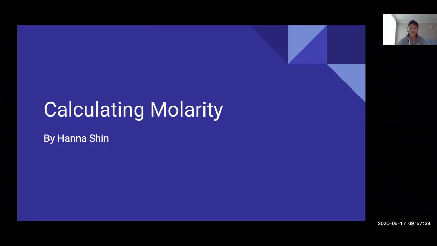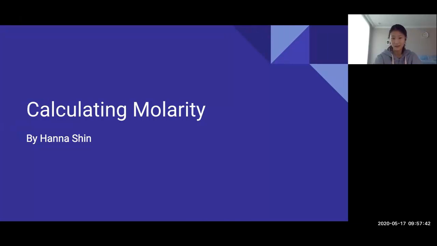My name is Hanna Shin, and I'll be talking to you about calculating molarity. Because I'm assuming that most of you have already taken some sort of chemistry, like AP chemistry, I won't be going over too much about calculating molarity itself, but more on the real-life applications of this topic.